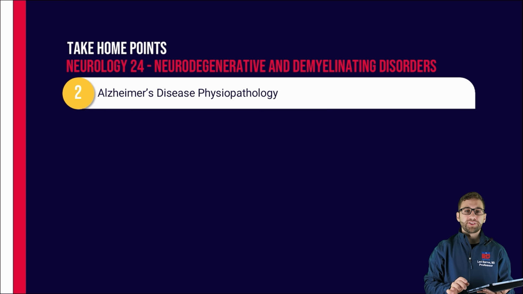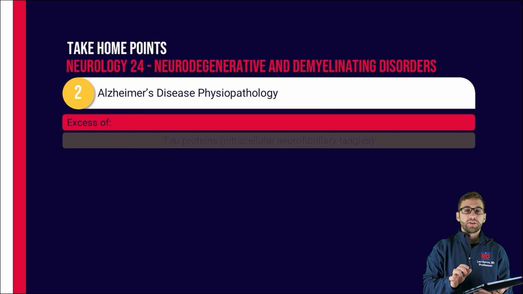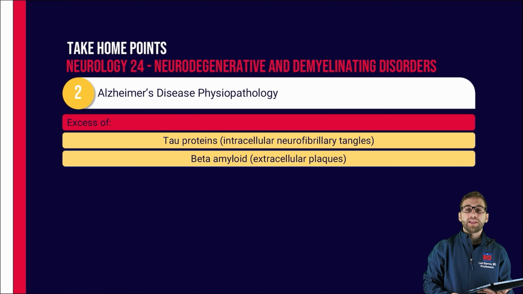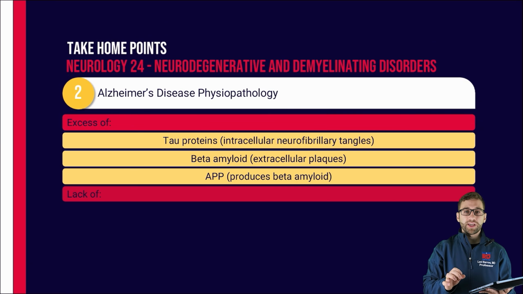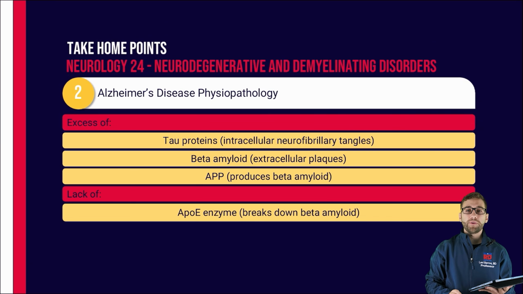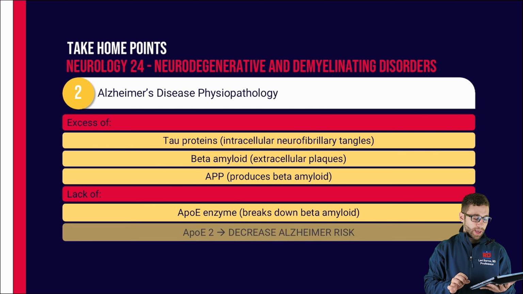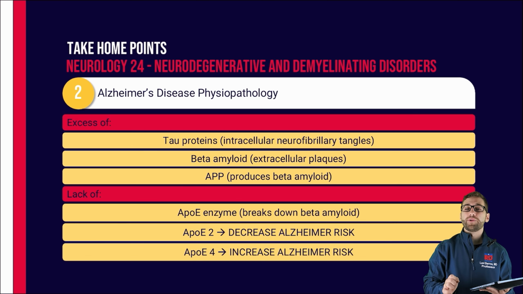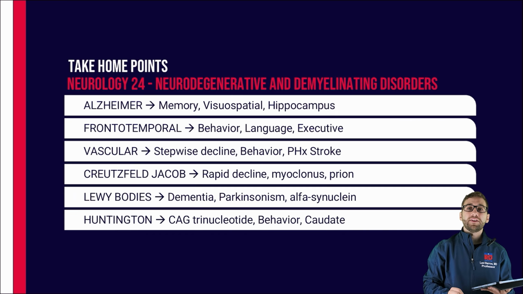Alzheimer's disease is characterized by intracellular neurofibrillary tangles composed of tau proteins and extracellular plaques formed by beta amyloid, a breakdown product of amyloid precursor protein. The risk of Alzheimer's is influenced by the ApoE gene. The ApoE2 allele decreases the risk, while the ApoE4 allele increases the risk. Clinically, Alzheimer's primarily affects memory and visual spatial skills, with early involvement of the hippocampus.